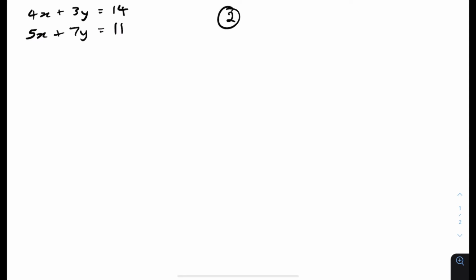Now let's look at the second method. So let's bring up our first question again, which was 4x plus 3y is equal to 14, and 5x plus 7y is equal to 11. Now, there's a second method we can use. This one might be more difficult to do because the coefficients are quite large, but let's still do it. So the other method is substitution.